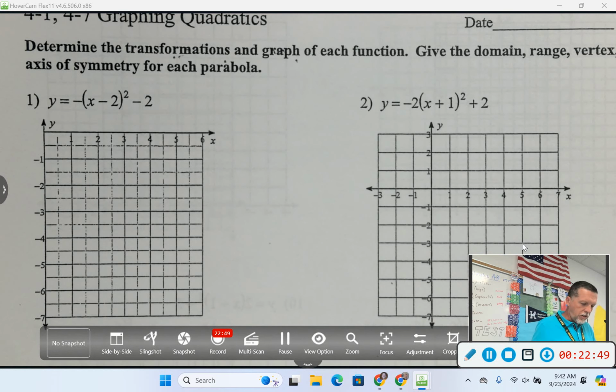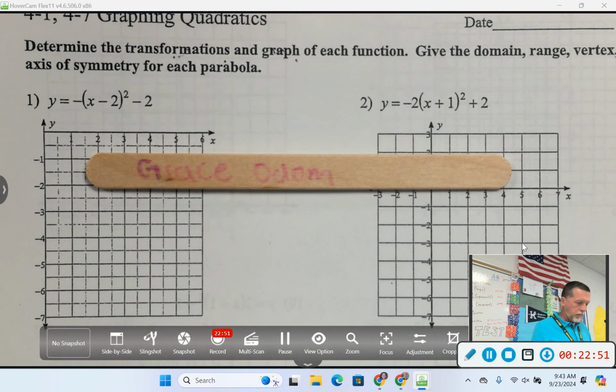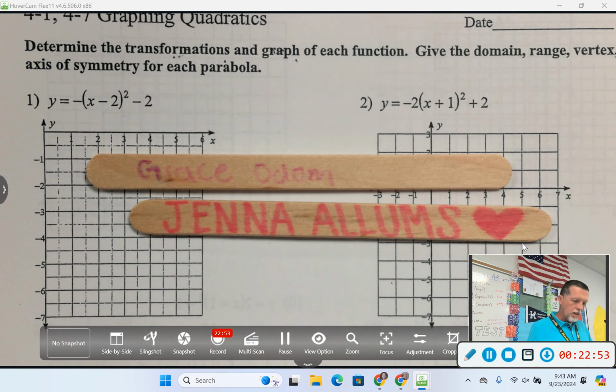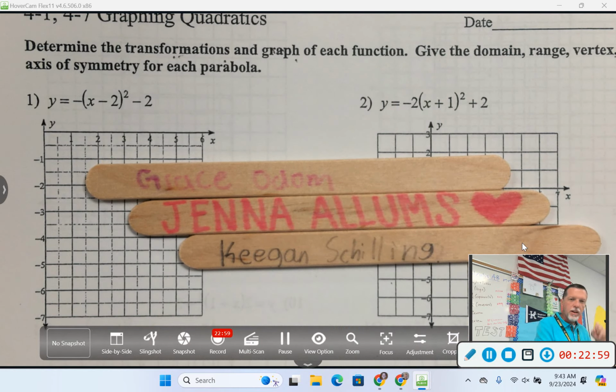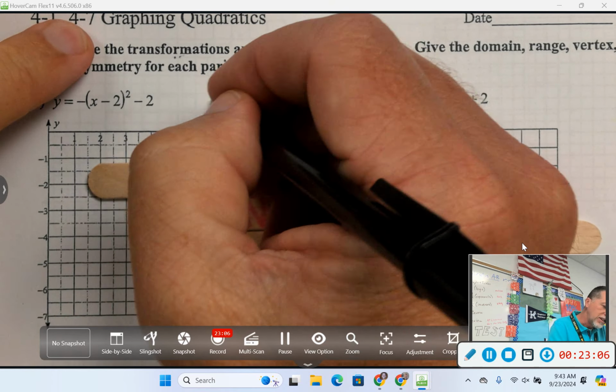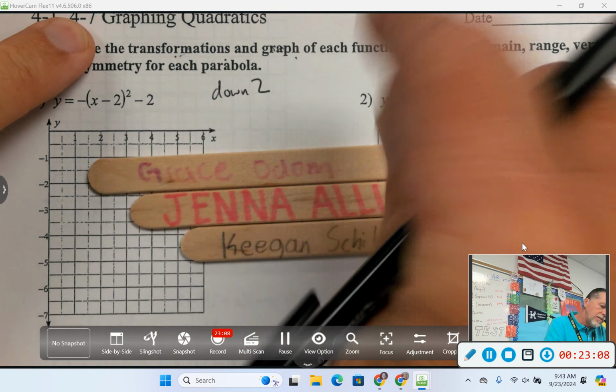Okay, let's start with transformations. I should probably just ask somebody how many popsicle sticks I need to draw, but I think I just need 3. Grace, what's one of the transformations on number 1? Down 2. Down 2. Jenna, what else?